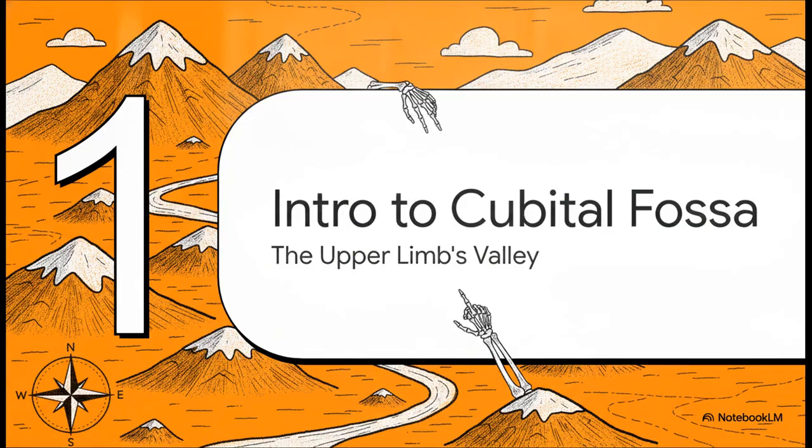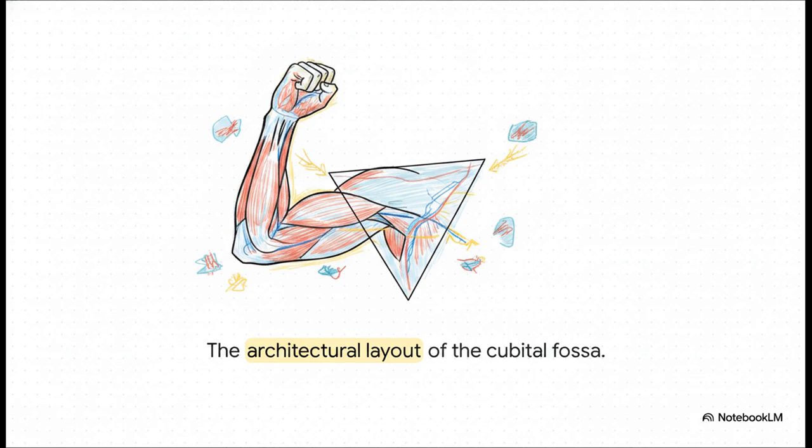Section 1. Intro to the cubital fossa, the upper limb's valley. Whenever you're learning anatomy, spatial orientation is literally everything. Notice that overall triangular shape right there at the bend of the elbow. You can see how the muscles of the forearm and the arm converge to create this natural depression, this valley. It's an inverted triangle, which means the broad base is at the top, pointing up towards your shoulder, and the narrow point, the apex, points down towards your wrist.